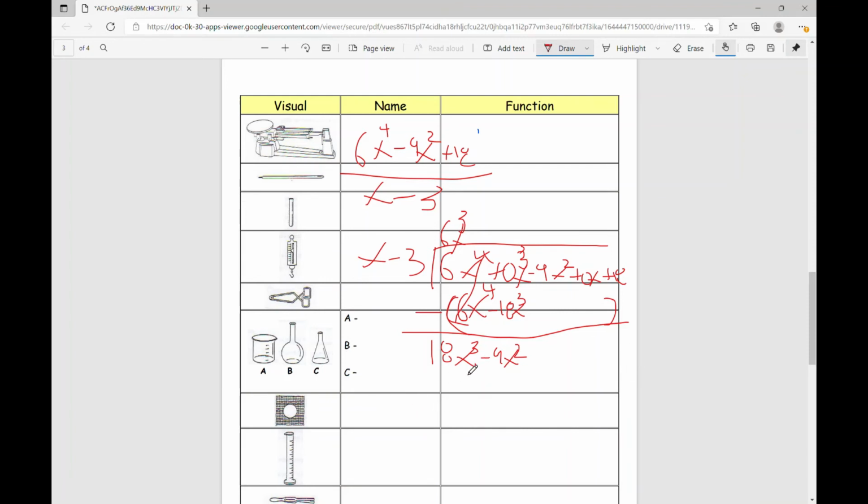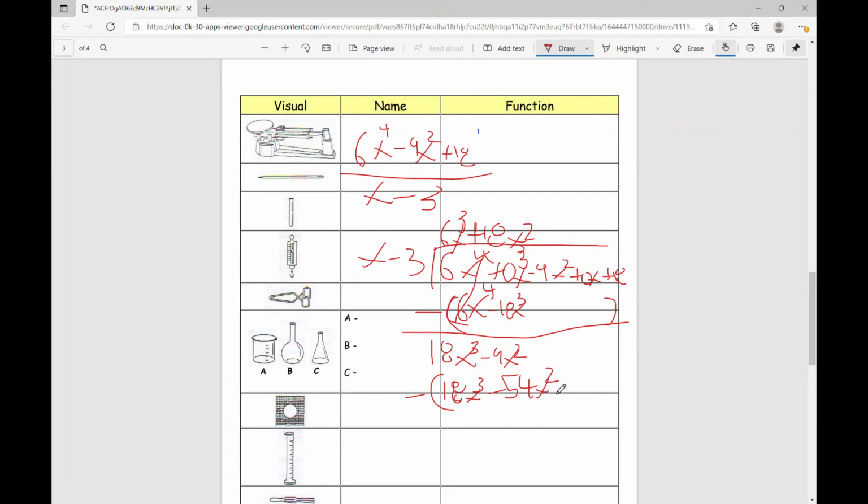Now, we're going to divide. 18x cubed divided by x is 18x squared. So we're going to write that here, 18x squared. And now we're going to multiply. So don't forget to distribute that negative sign. 18x squared times x is 18x cubed. And negative 3 times 18x squared is negative 54x squared.